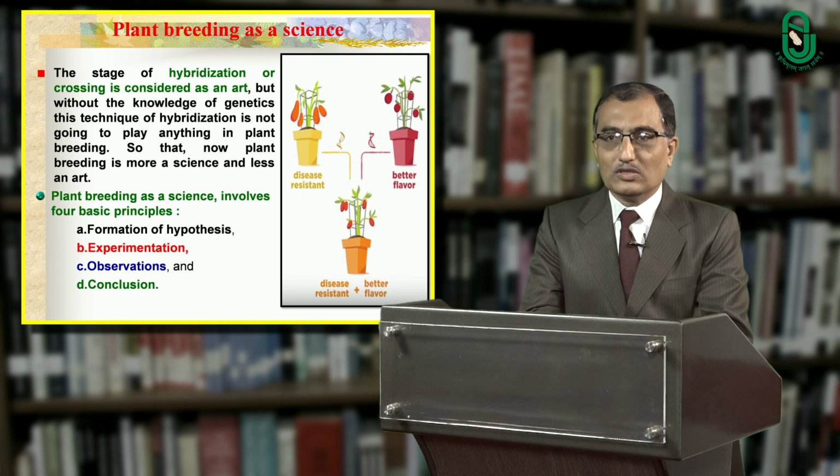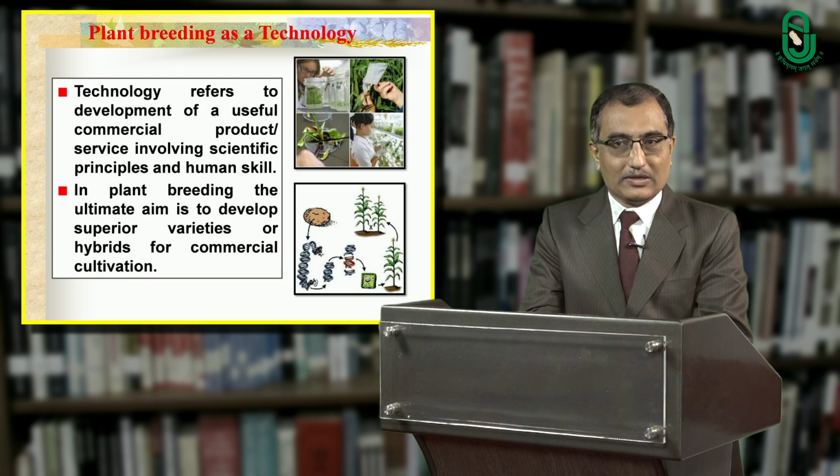Nowadays, plant breeding is also considered a technology. Technology refers to the development of a useful commercial product or a service involving scientific principles and human skills. In plant breeding, the ultimate aim is to develop a superior variety or a hybrid for commercial cultivation in relation to the existing variety, and nowadays we can use the techniques of genetically modified crops, marker assisted breeding as well as speed breeding as a technology also.